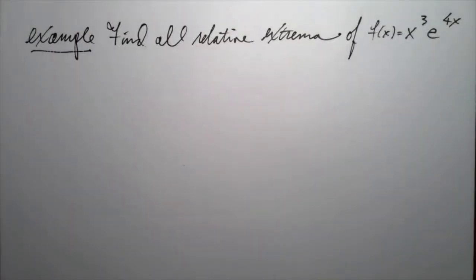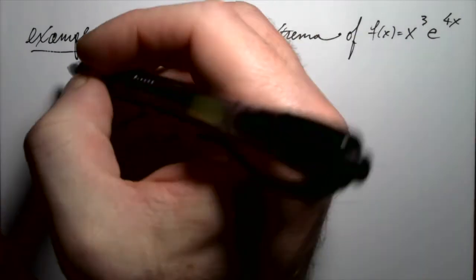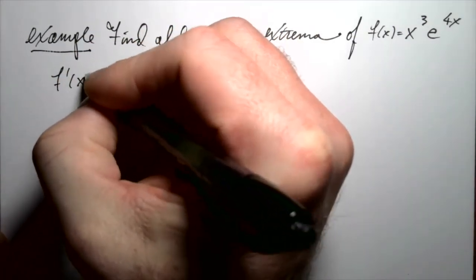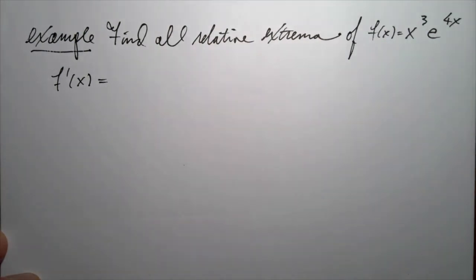Let's see that first derivative test in action. We're going to use it to find all relative extrema of this function, x cubed times e to the 4x. Remember, relative extrema just means all the local maxima, all the local minima. So we first got to find the critical values. We've got to figure out where the derivative is 0.